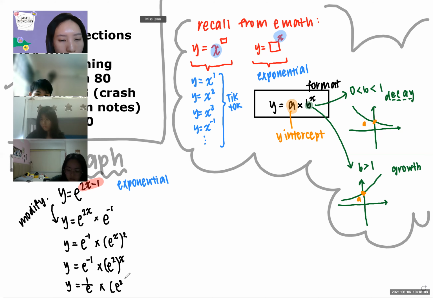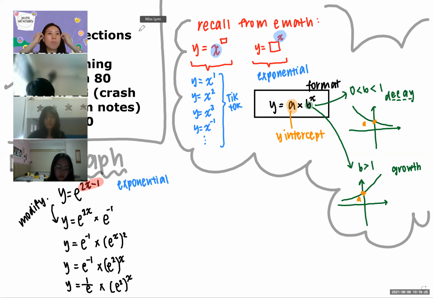Okay, and 1 over e, put it in your calculator. Go and find out how much is that 1 over e if you put it in your calculator. Is it a positive or negative value? Positive. So it means that I know that my y-intercept is going to be positive, right?